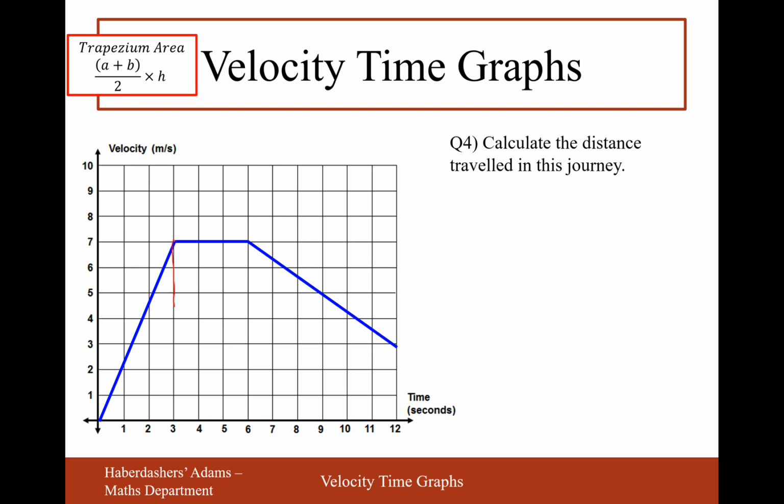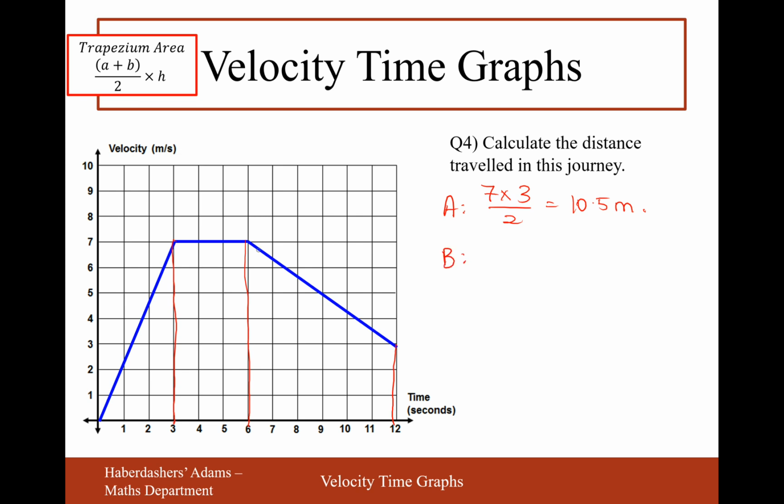Okay, so in this question here we have the first section, that's a triangle area. In the second section we have a rectangle, and in the third section we have a trapezium. So the first section, we'll call it section A, is going to be base times height divided by 2. The height of this shape is 7, the base of this shape is 3, and divide that by 2, that would be 21 divided by 2, so 10.5, and the units on this is meters.